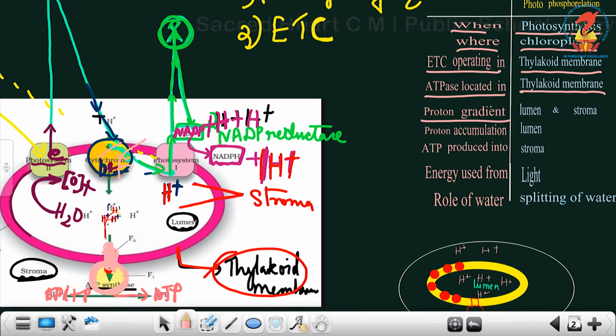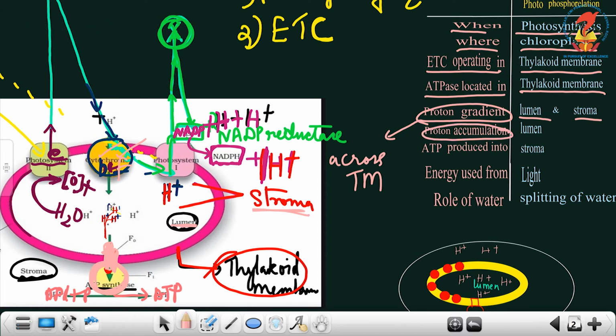Then the proton gradient is created across the thylakoid membrane. So the two regions are the lumen and the stroma. See, lumen is inside and stroma is outside. Now again the next aspect, very similar to it, where is the proton accumulated? Yes, protons are accumulated in the lumen. Next, where is ATP produced? Looking at the globular head, it is produced in the stroma.